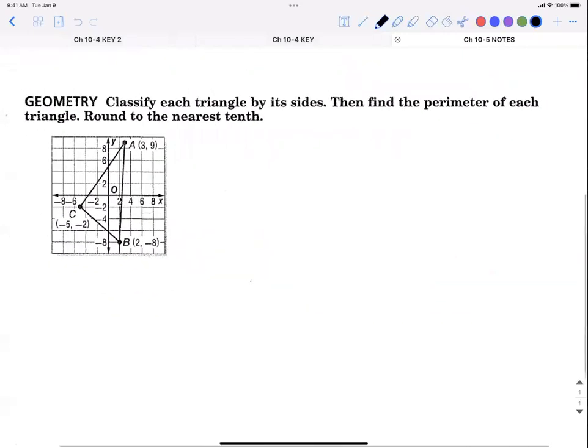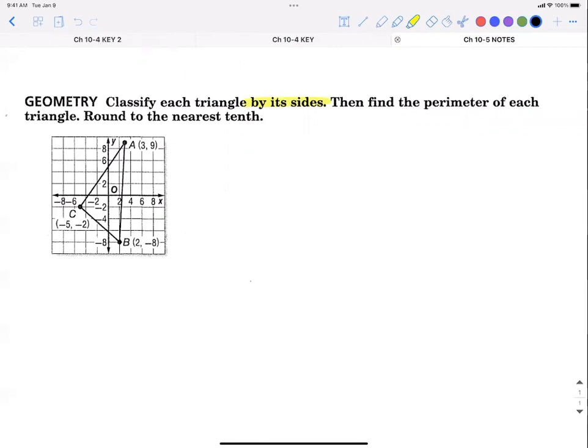All right, let's look at the directions. It says classify each triangle by its sides. That's important, by its sides. To classify it by its sides, we need to know if none of them are the same, if two of them are the same, or if all of them are the same. If none of them are the same, what's it called? Scalene. If two of them are the same, it is isosceles. And if they're all the same, it is equilateral. So we have to know first what the side lengths are before we can decide if it is scalene, isosceles, or equilateral.